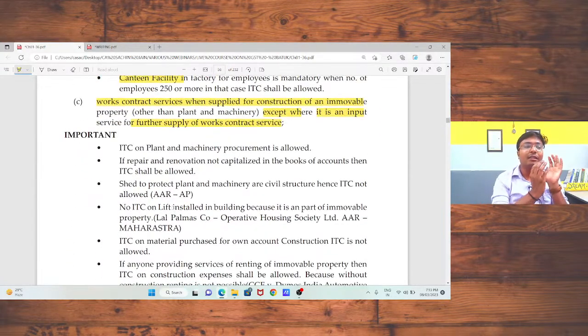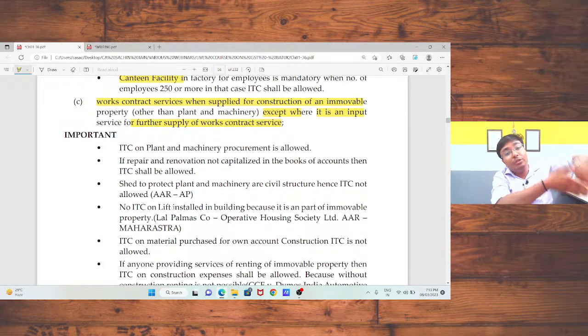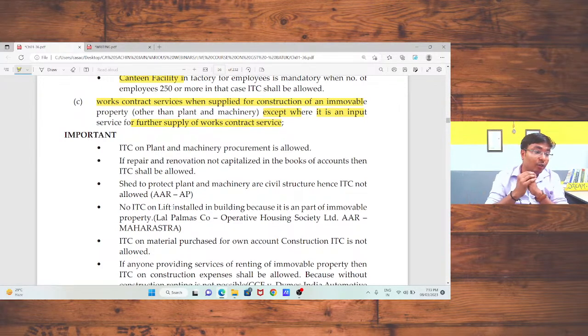One may argue, sir, that these services are in the course or furtherance of my business. But no, sir. The government says that this is a part of running your business. Your business is not running only due to these services. Hence, input is blocked under section 17, subsection 5. Is that okay?